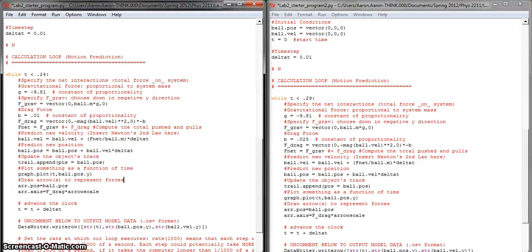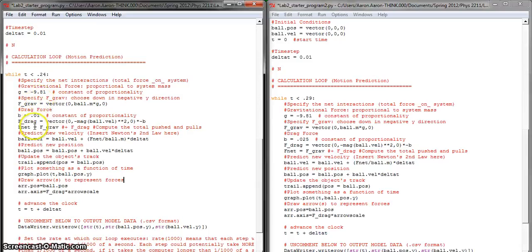Here are the initial models for finding the theoretical position versus time graphs of the tissue and the poker chip. The poker chip is on the left, the tissue is on the right. The poker chip took about 0.24 seconds to fall, whereas the tissue took about 0.29 seconds to fall. So I changed the total time up here and here as well, and I kept delta t at 0.01 because it seemed like a nice rate to find the time.